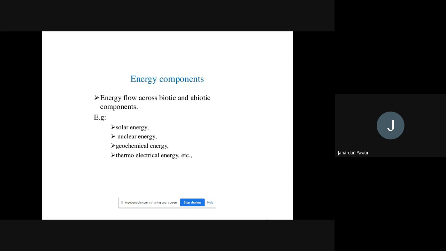So examples, what are the sources of energies that we have given here? Those sources are also called components of energy. So what are the sources of energy? Solar energy that we get from the sun. Whatever energy we get from the sun is called solar energy. Then nuclear energy, then geochemical energy, and the last one is thermal electric energy. So these are the energy components which are there in the environment and which we are studying here.